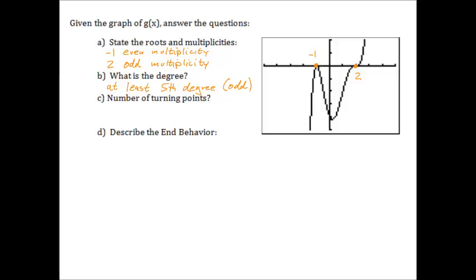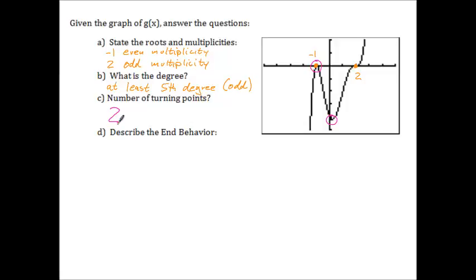Okay, what are our turning points? I see 2 turning points here, going from increasing to decreasing at our first 0, and then going again from decreasing back to increasing down here. First one is a maximum, second one is a minimum. We have 2 turning points.